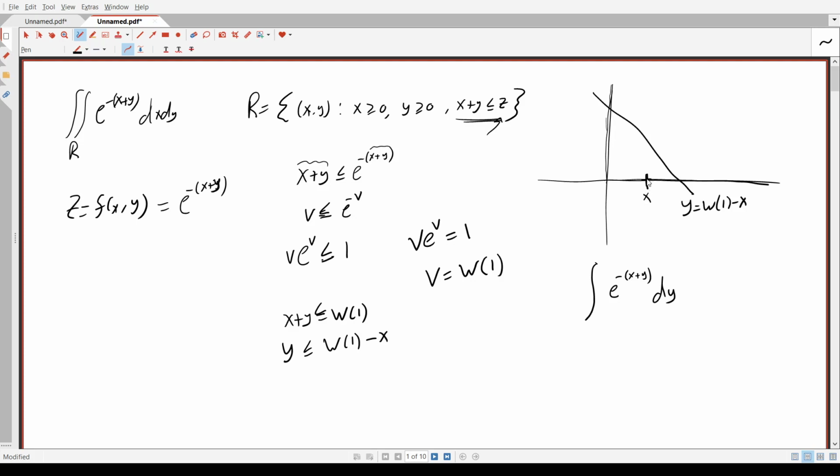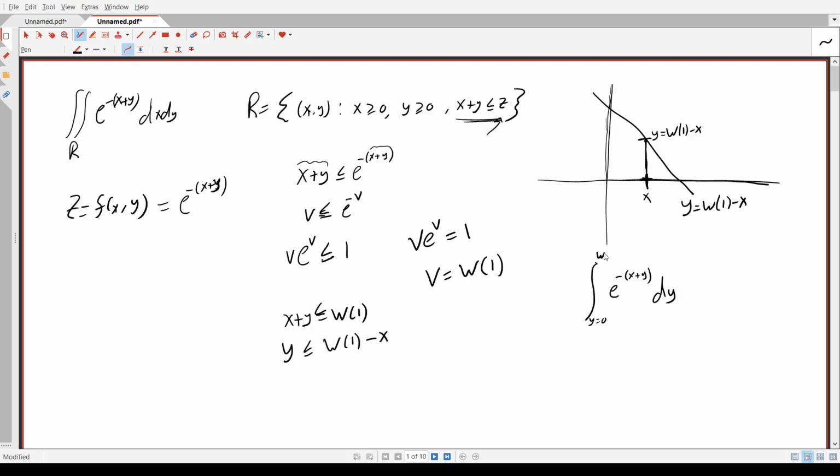So the minimum value of y for this value of x is going to be here at 0, right? This is the line y equals 0. And then the maximum value is going to be here on this line, right? So we're looking at this region here, this strip here. So the maximum value here, what is the y value? I don't know, but it's W of 1 minus whatever x was, right? x is a constant for now.